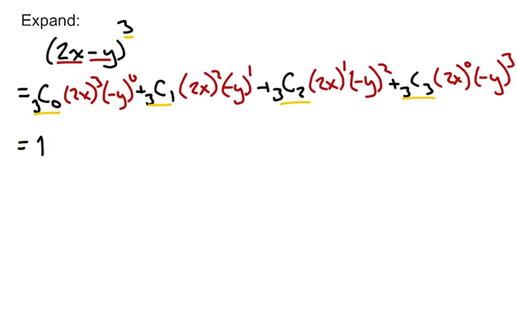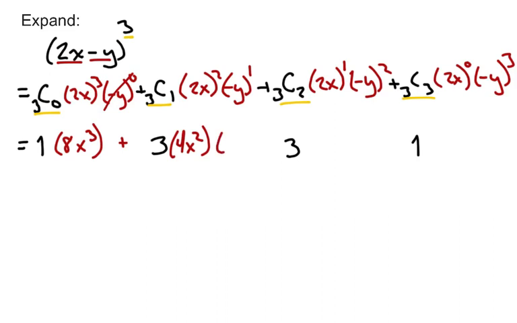Remember, the first one is 1. The next one, since we're talking about 3 choose 1, would be 3. And we're past the midpoint, so this would be 3, and this would be 1. That's the row in Pascal's triangle, 1, 3, 3, 1. But now we have to multiply out the other things. So 2x to the 3rd power is really 8x cubed. And anything to the 0 is just 1. In the next term, 2x squared is 4x squared times negative y.